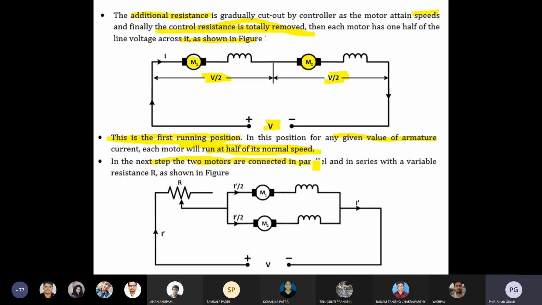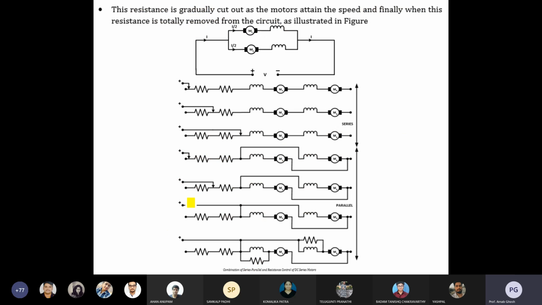The next step: the 2 motors are connected in parallel. So motor 1 and motor 2 are both connected in parallel. Total voltage V appears across each motor, and the additional resistance is required at the point of starting. So the current is split: if the current is I, then I by 2, I by 2, considering that the motor ratings are more or less the same. Next, they are connected in series with the variable resistance, as shown in the figure. So you can see their configurations.